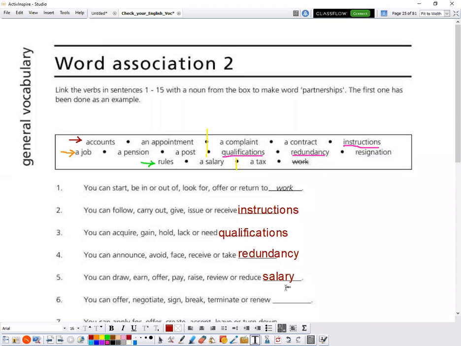Draw salary, earn salary, offer salary, pay salary, raise salary, review salary, and reduce salary.